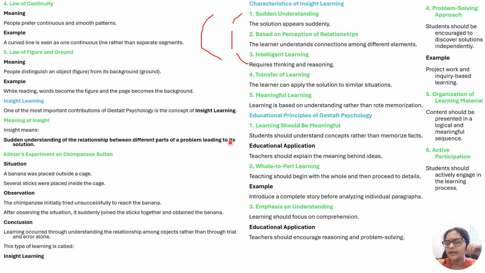It didn't have any idea. Suddenly that idea came up in its mind based on perception of relationships. Then intelligent learning requires a lot of thinking and reasoning. Transfer of learning. Okay, what will it do? We have to apply similar knowledge to other situations also. Meaningful learning. Okay, learning is based on understanding rather than rote memorization.